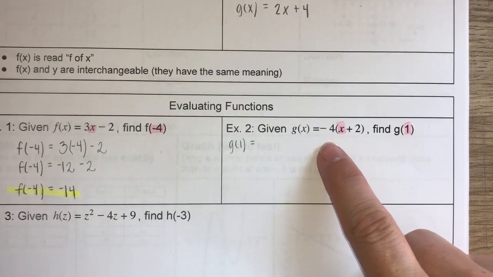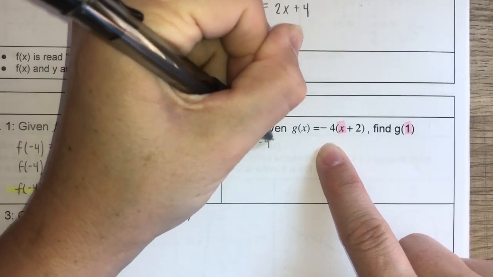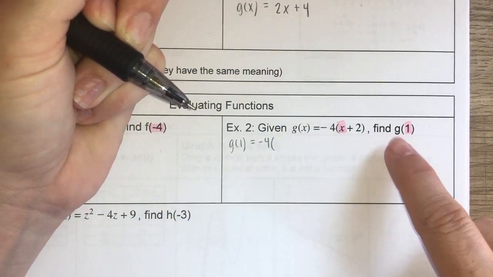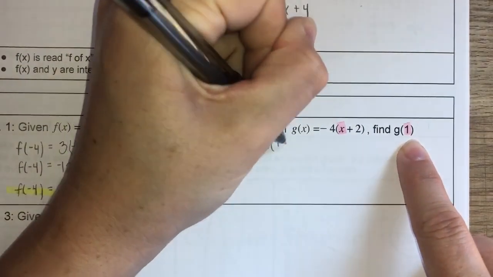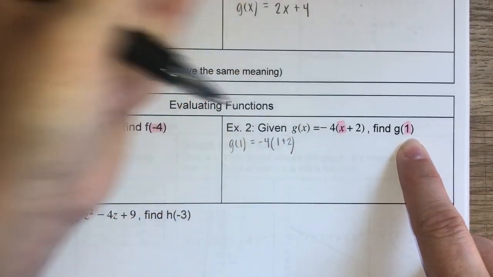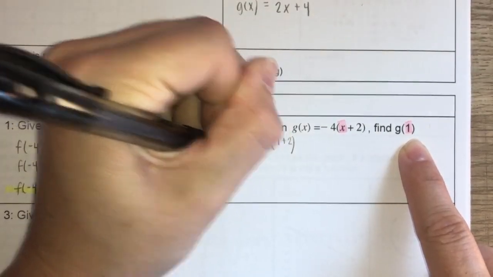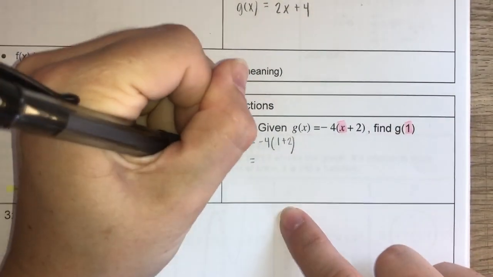So negative 4 times (x plus 2), but instead of x, I'm going to replace it with 1. So times (1 plus 2). And then we need to use order of operations to simplify. So I want to simplify what's inside the parentheses first.